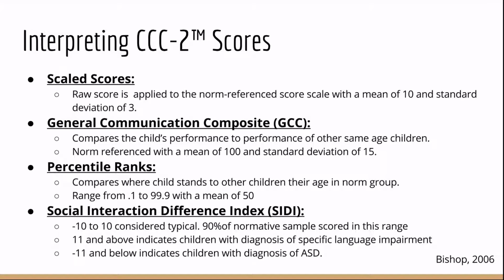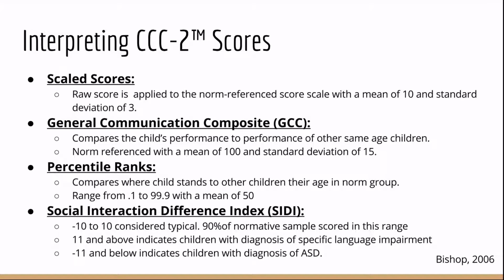The general communication composite score is norm-referenced with a mean of 100 and a standard deviation of 15. It consists of the sum of the scaled scores from 2 or more subtests and is used to compare the child's performance to the performance of other same-age children. The general communication composite scores are provided for scales A through J and include standard score, confidence interval, and percentile rank. The scores are used to identify children that are likely to have significant communication challenges.